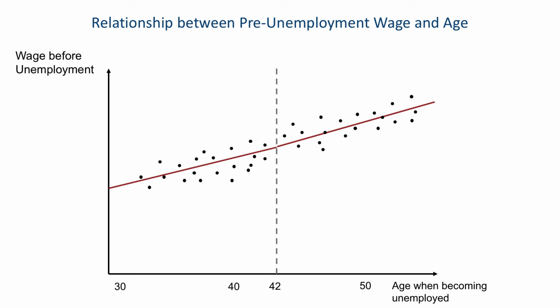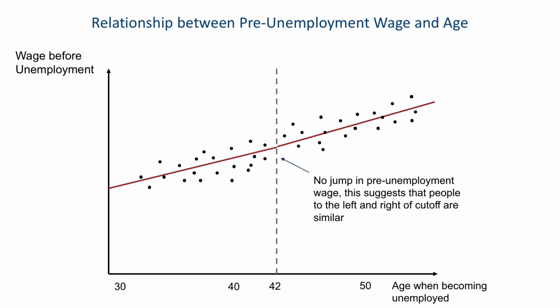Suppose that we generate a scatter plot, but instead of the unemployment duration, we show the average wage before people become unemployed on the y-axis. Notice that since this is the wage before people become unemployed, potential UI durations cannot have a causal effect on this variable. If the figure looks like this, like it is shown here, then there's no jump in pre-unemployment wage at the age cutoff. This would suggest that people to the left and to the right of the cutoff seem very similar. Ideally, the same would hold for many other variables, such as education, people's experience, whether they are married or not, gender, and many others.